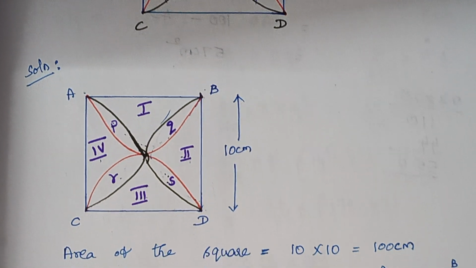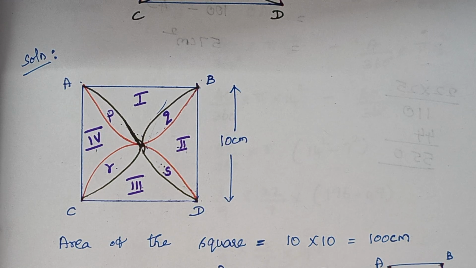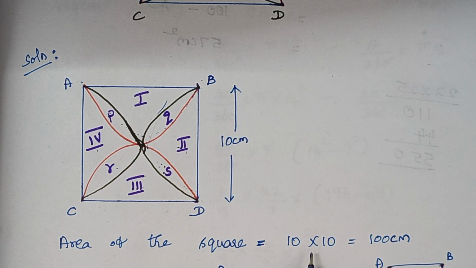So the first step is to find the area of the square. So the formula is a squared, right? So here the side is 10. So 10 into 10 gives 100 centimeters square.